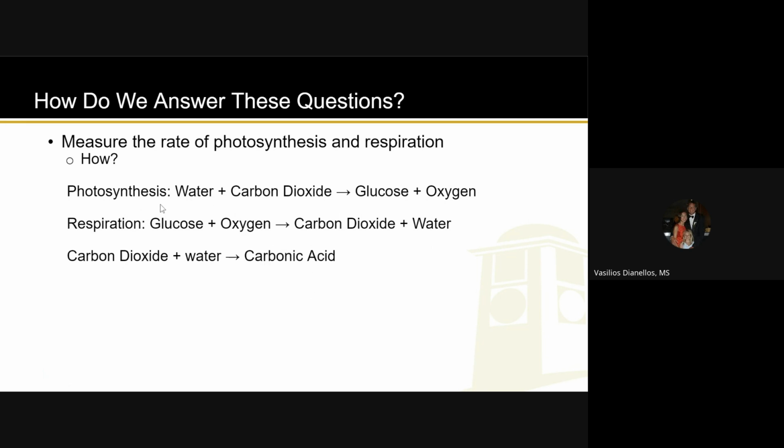Here we have carbon dioxide mixed with water. It gives us something called carbonic acid. As far as I'm concerned, you don't even need to worry about the fact that it's carbonic acid. Here's what you need to know. When you mix carbon dioxide and water, it makes acid.